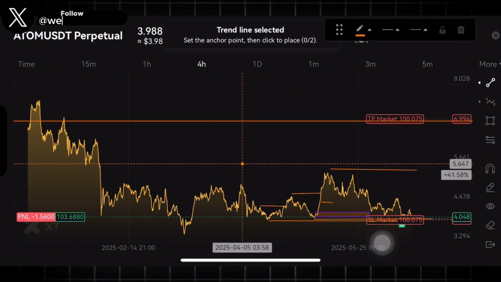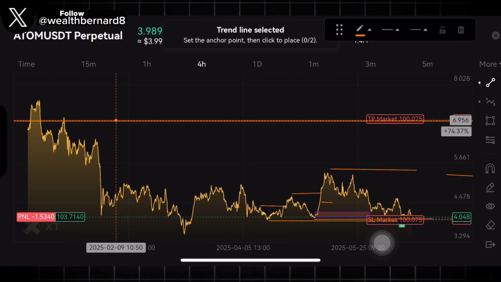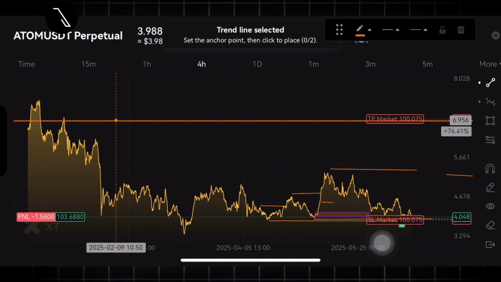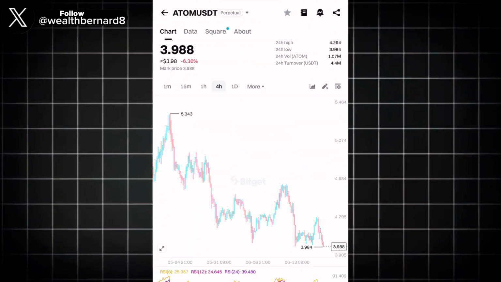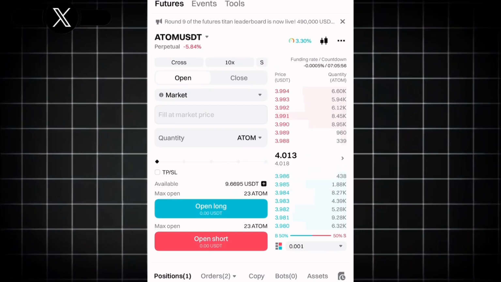However, price might take out this high we are seeing right here, which is 6.972. Right now, I've gotten my TA very well. The next thing I want to do is to go to Bitget and also take my trade on a buy position. So right here on Bitget, the next thing I want to do is to click on trade, because I'm already on futures.